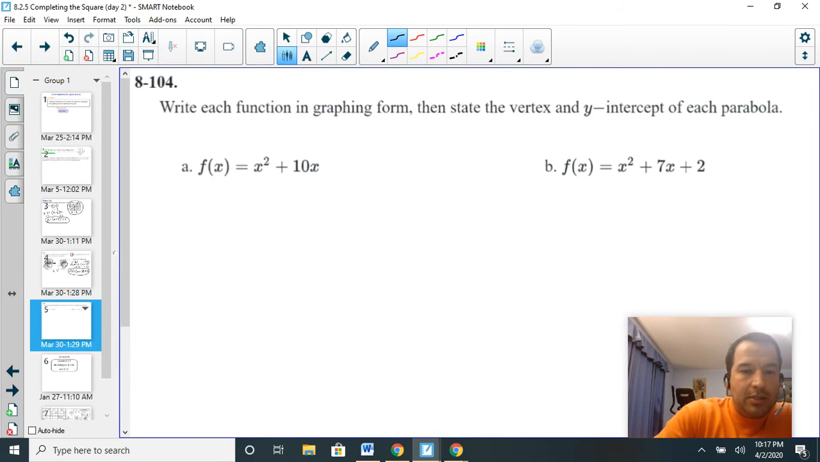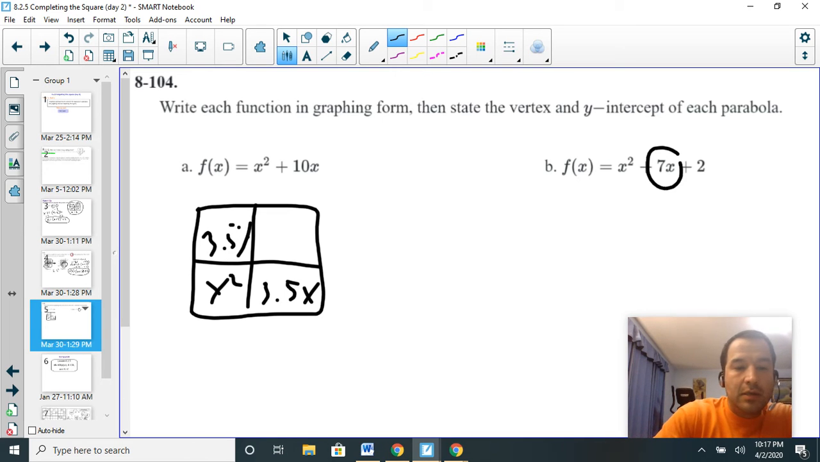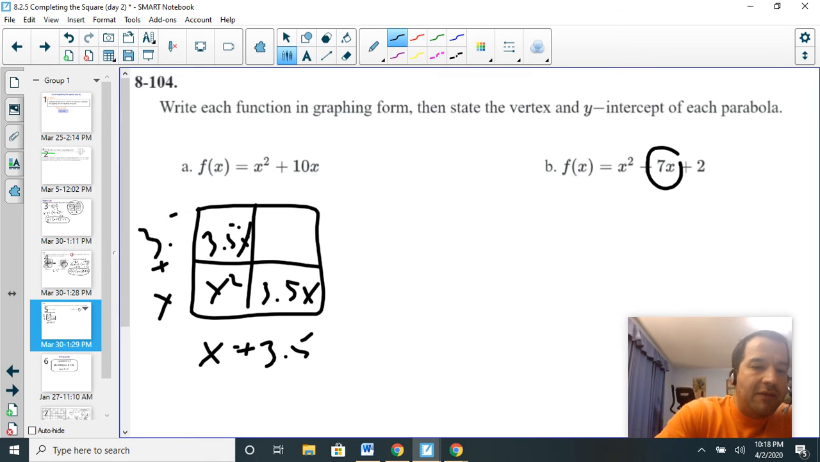Second problem, again, generic rectangle, or the rectangle or square, however you want to say it. X squared. Now I've got 7x, so that means I'm going to have 3.5x and 3.5x. So it's going to be x plus 3.5 and x plus 3.5. Now, get out your handy dandy calculators here, or figure out what would go in that top right corner. 3.5 times 3.5 would be 12 and 25 hundredths.